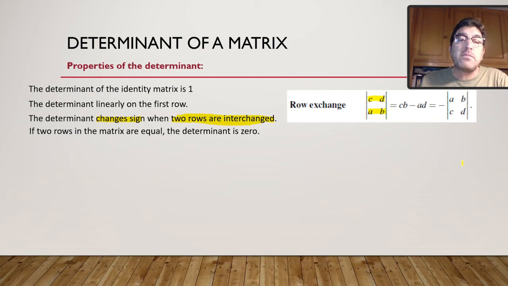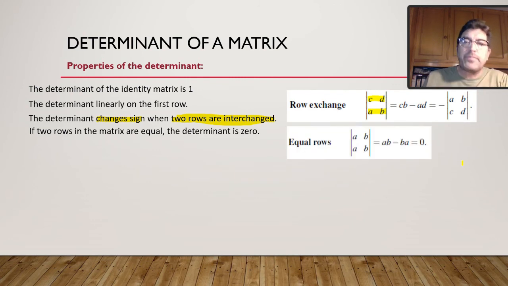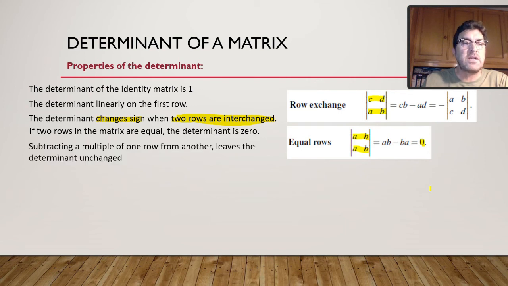If two rows in the matrix are equal, the determinant is 0. So if I have the matrix AB, AB, that will be AB minus AB and gives me 0. What's the property here? Those two rows have identical entries in them. So if two rows of the matrix are equal, the determinant of the matrix is 0.